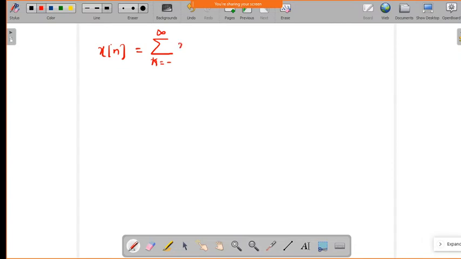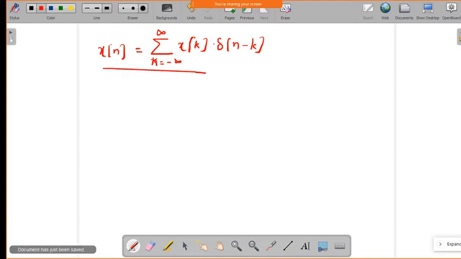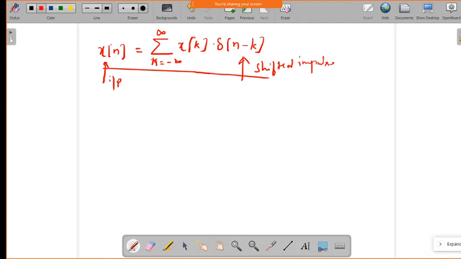So this is x of k into del of n minus k. Now if I put the value of k from minus infinity to plus infinity, you will get the input signal in terms of the shifted impulses. So we can represent the input signal in terms of the shifted impulses.